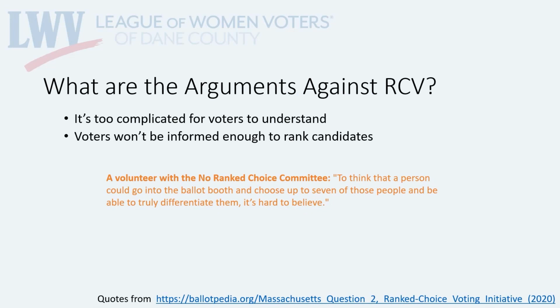The next common argument against ranked choice voting is that voters won't be informed enough to rank candidates. Here, an opponent questions whether it's possible for a voter to know enough about 7 candidates to differentiate between them. This argument focuses on the fact that giving voters more choices and ways to express their preferences may require that voters be more informed about these choices.